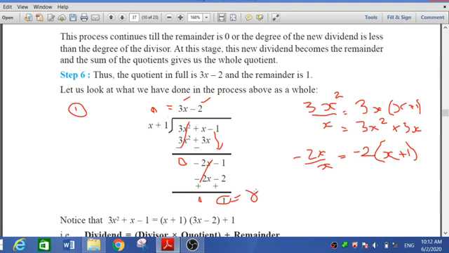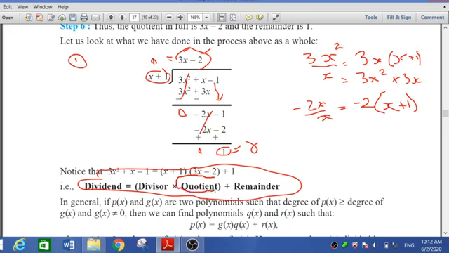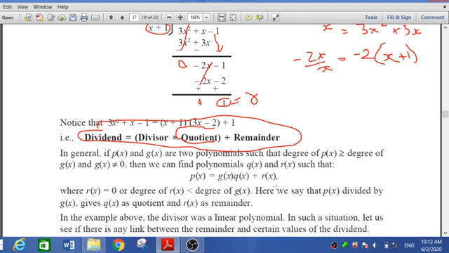Three important questions related with it, or three examples are here. So now we have to learn this anyhow. What is the meaning of dividend? Dividend is equal to divisor multiplied by quotient plus remainder. Divisor means here it is x plus 1, it is called the divisor. And 3x minus 2 is called the quotient. And plus 1 is our remainder. So we have to remember that p of x is equal to g of x multiplied by q of x plus r of x.